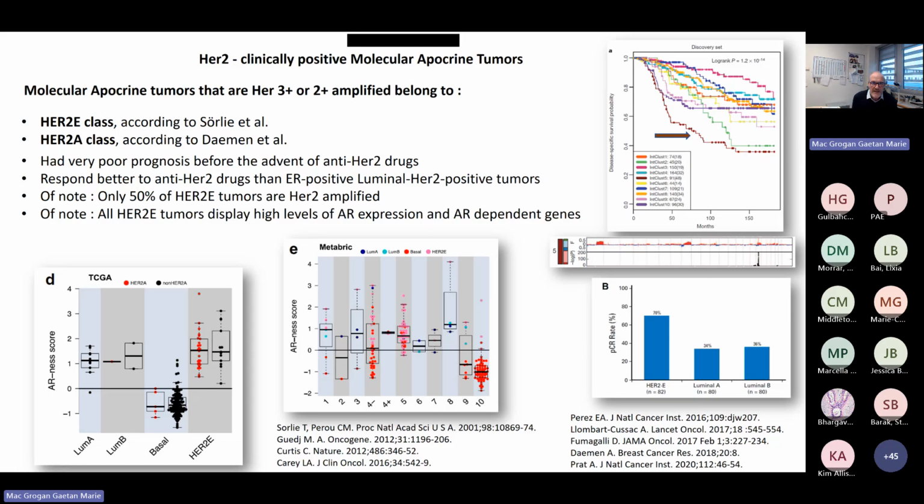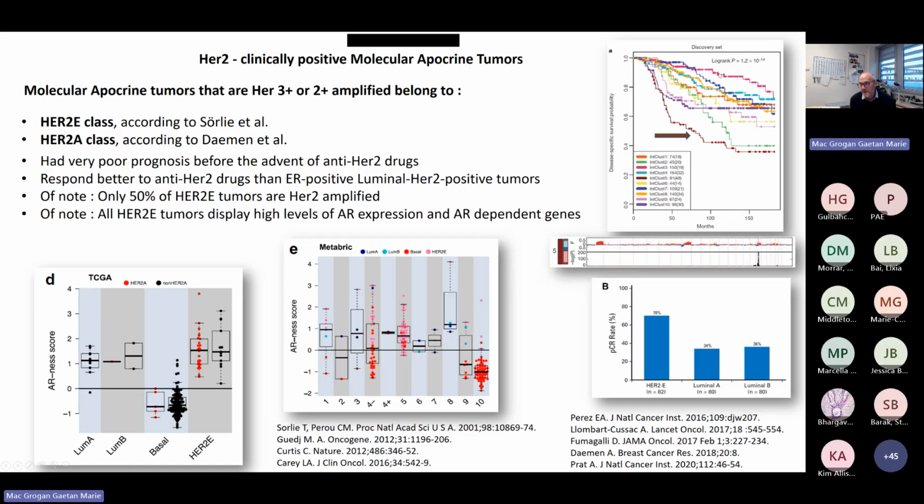So, considering the molecular apocrine tumors that are HER2 3+ or 2+ amplified, as I told you, they belong to the HER2 enriched class, according to Sorlie et al., and more recently, they belong to the HER2 amplified class, according to Gaetan et al. Before the advent of the anti-HER2 drugs, these tumors had a very poor prognosis.